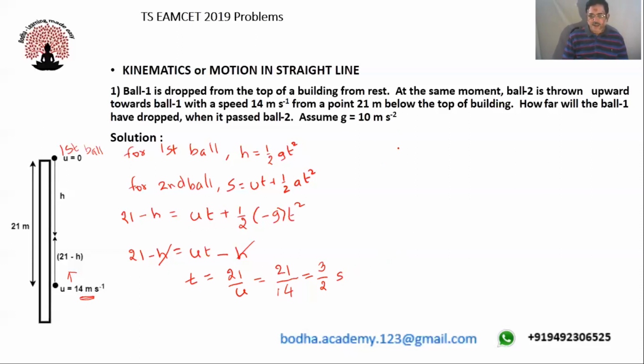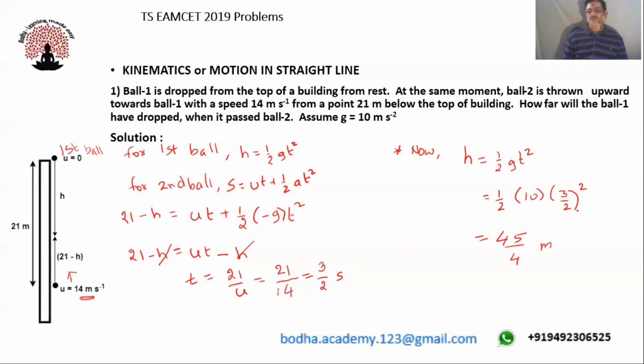Now, in this time of 3 by 2 seconds, the distance traveled by the first ball is what we are supposed to find. That is h is equal to half g t square. This relation we have. So that's equal to half, the g value is given as 10, and the t value we got as 3 by 2 whole square. On simplification we will get 45 by 4 meters.